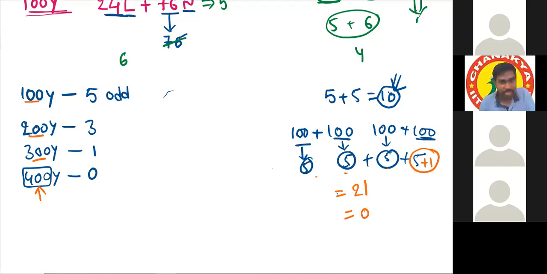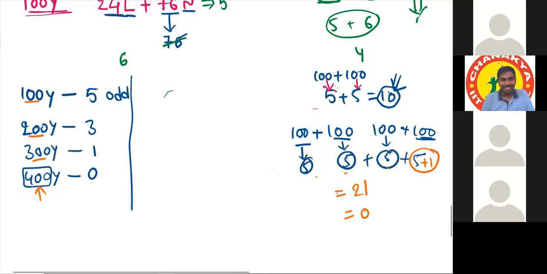I have one doubt, sir. Tell. Sir, I did not understand this 200 years, 3. 200 means 100 plus 100, or not? In this 100 years, how many odd days are there? 5. In the next 100 years, how many odd days are there? 5. Sir, how 5? 24 leap years. Again you are going back.